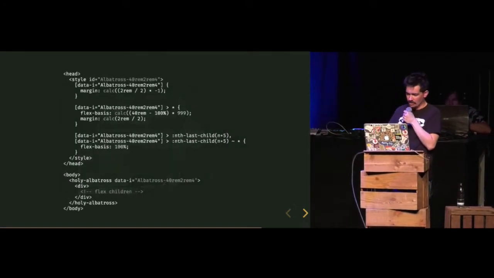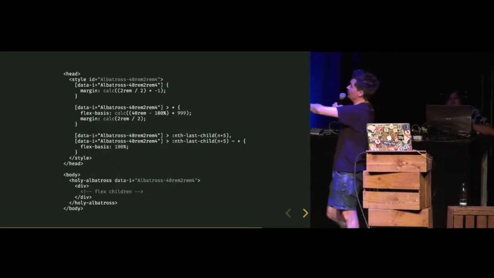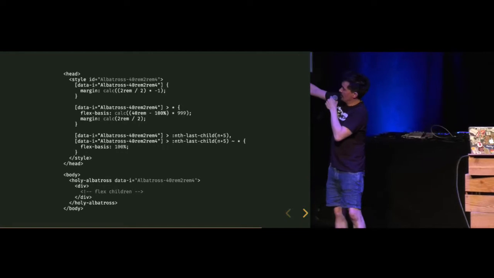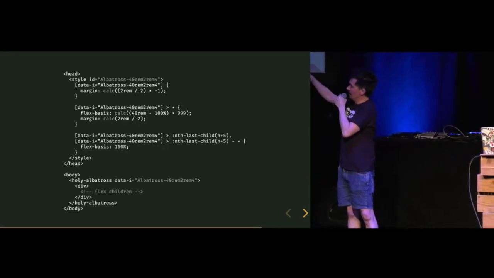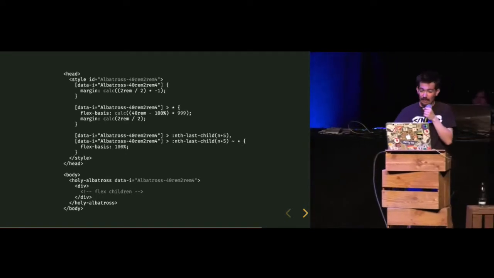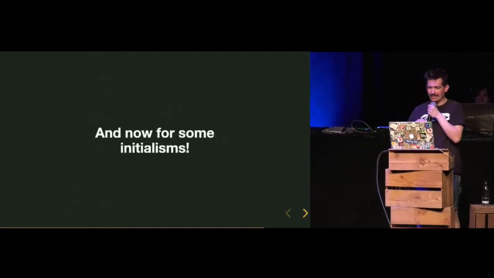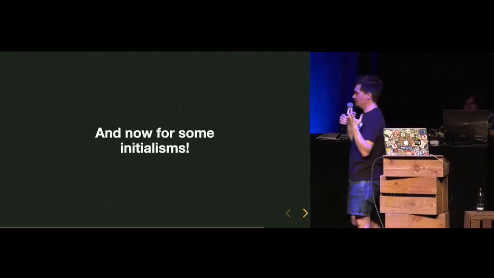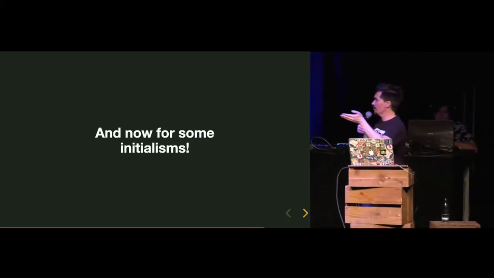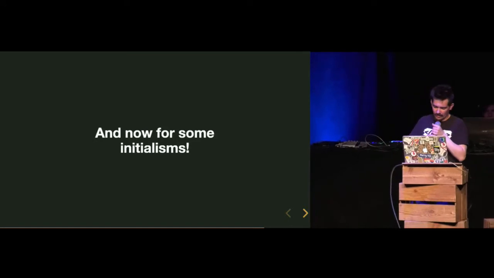Like that, okay? And that's kind of what it looks like when you put the whole thing together. You've got your style sheet at the top, but then of course I use a data attribute to actually create the selector. And that works very well for me. But it does, of course, mean that I'm doing kind of a lot of DOM stuff on startup to create the styles. So now for some initialisms.